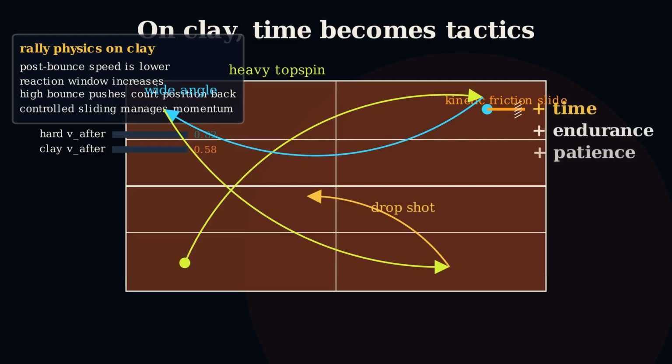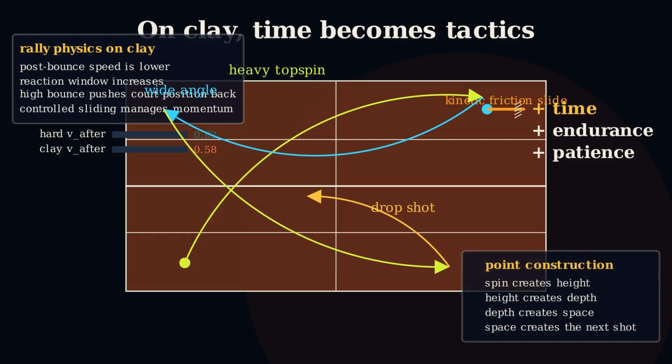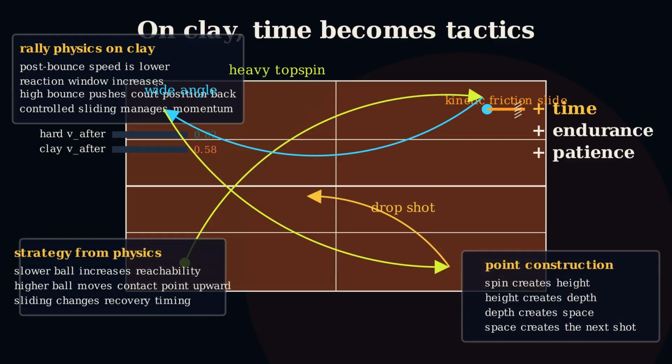Rallies become geometry. A player can use heavy topspin to create height, then use a wide angle to open space, then finish with a drop shot into the court that was left empty. Spin creates height. Height creates depth. Depth creates space. Space creates the next shot. On clay, patience is not passive, it is a tactical weapon.